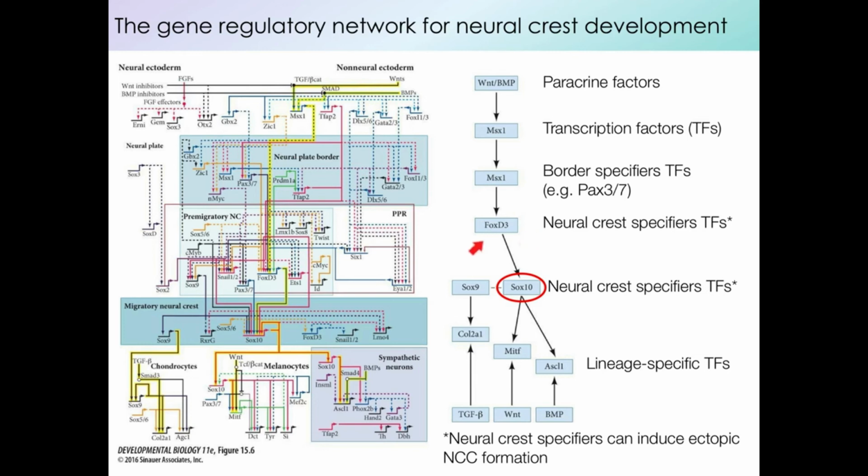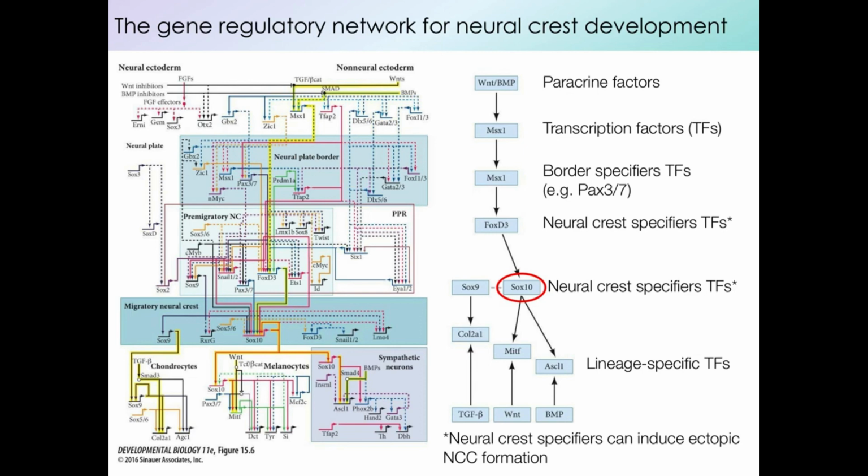These include FOXC3, SOX9, and SOX10. And if you were to express these neural crest specifier transcription factors in locations outside of the border, so in other regions of the ectoderm, you would form ectopic neural crest cells. And that suggests that these neural crest specifier transcription factors are required for the specification of the neural crest.